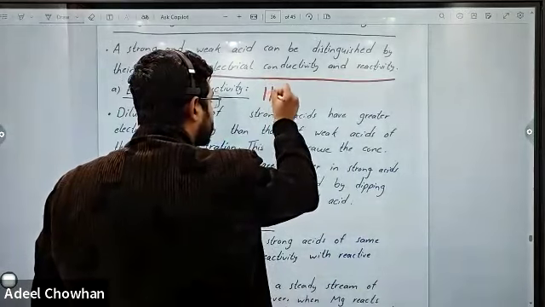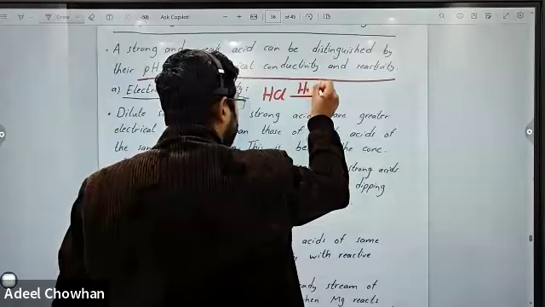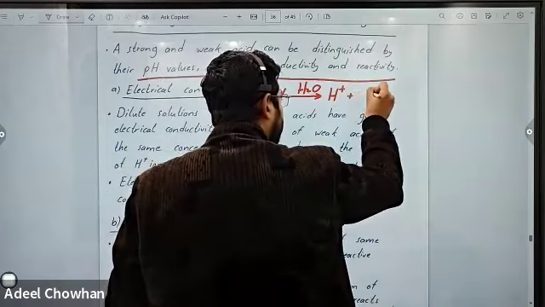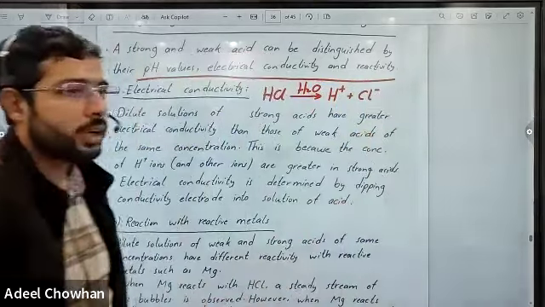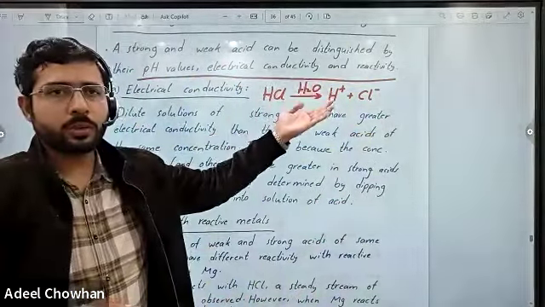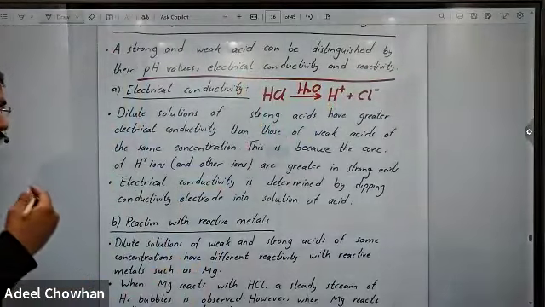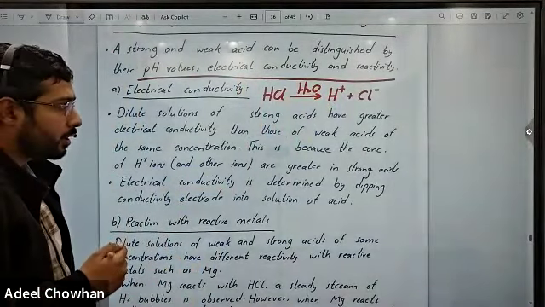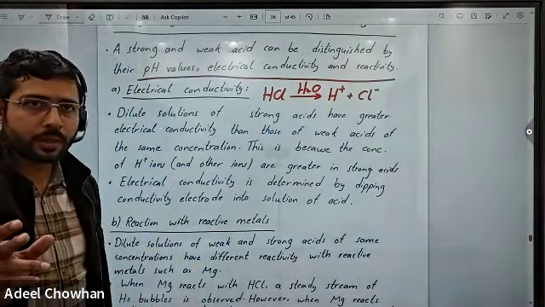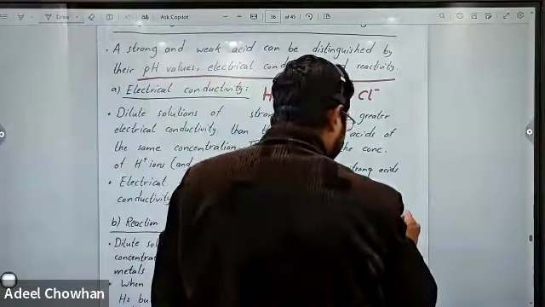For example, if I have a strong acid HCl, then when it dissolves in the water H2O, it will be completely dissociated into its ions, which include hydrogen ions plus the chloride ions. Now these ions indicate that there will be a large amount of these oppositely charged ions present in the solution. When there's a good concentration of these ions present in the solution, then as a result, the electrical conductivity shown by the equipment is high.